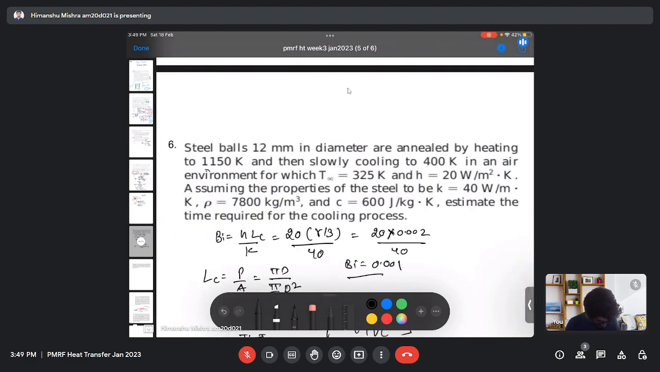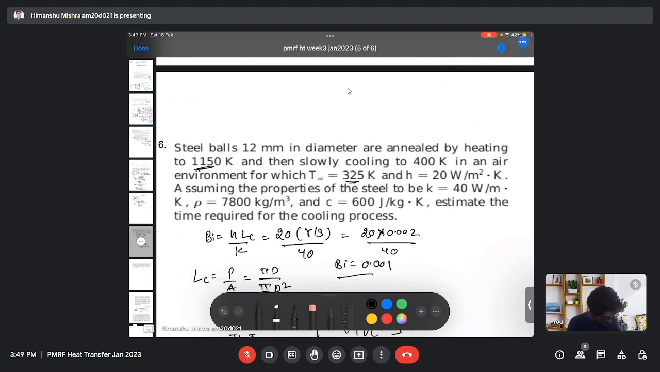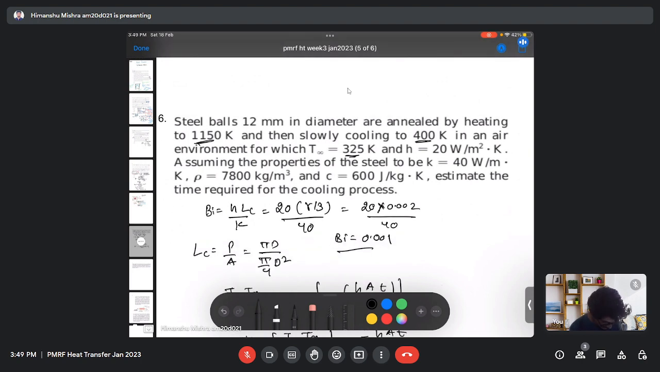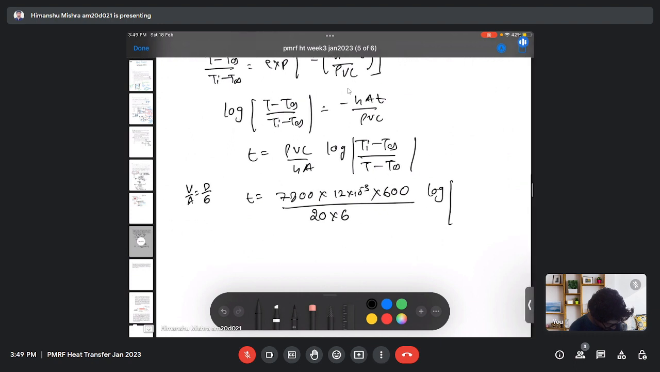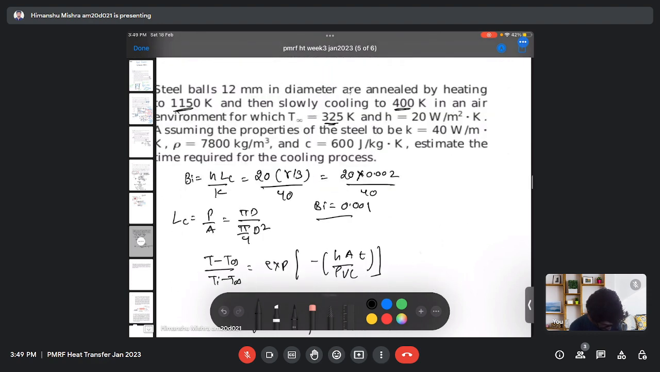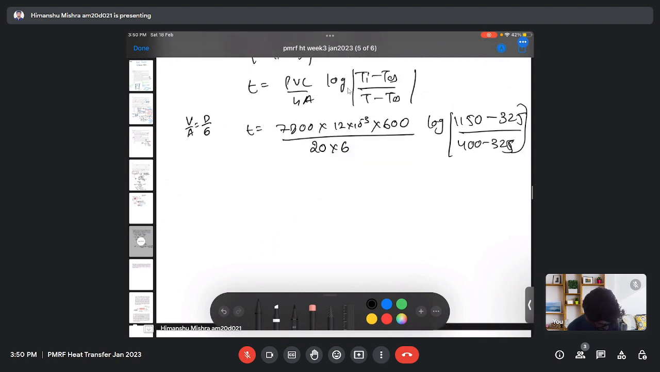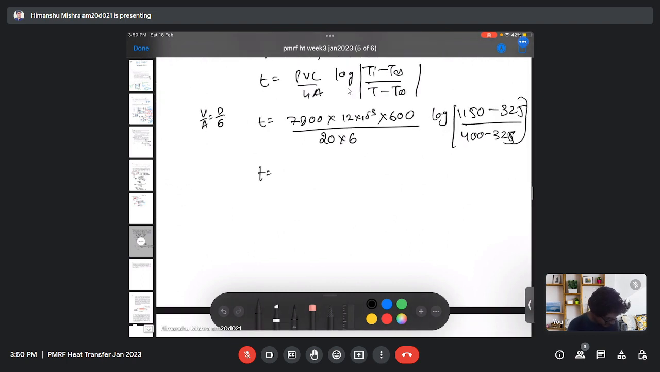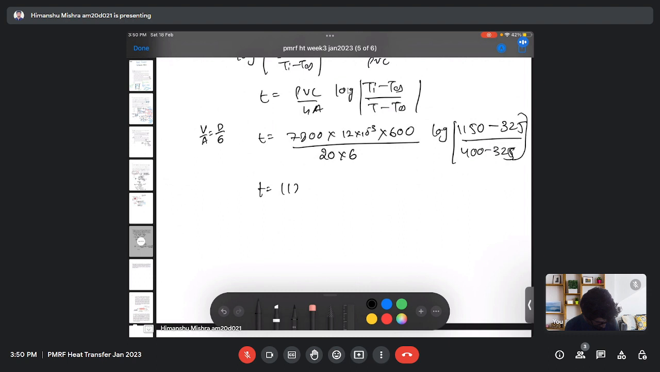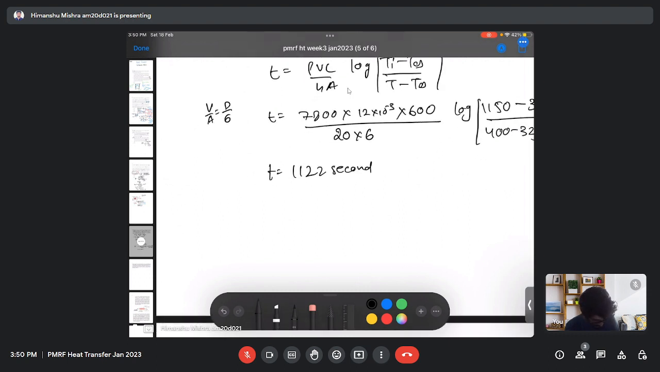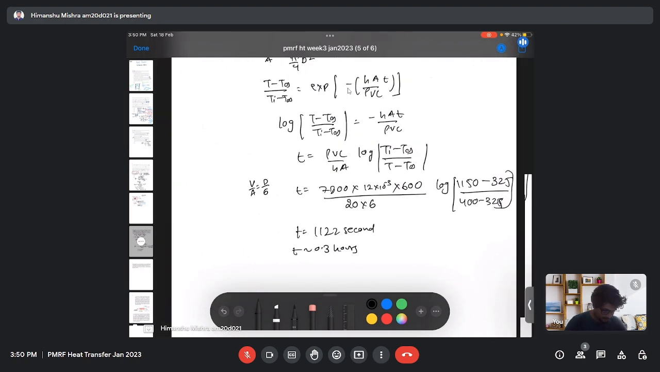So my initial temperature is given as 1150, and the temperature of the fluid, T infinity, is 325, and the last temperature of the steel ball is 400. So this Ti is my initial temperature, and the temperature of fluid is 325. So we just need to calculate this expression, and we will get the time as about 0.3 hours. So it is just based on the one formula of Lumped heat transfer.